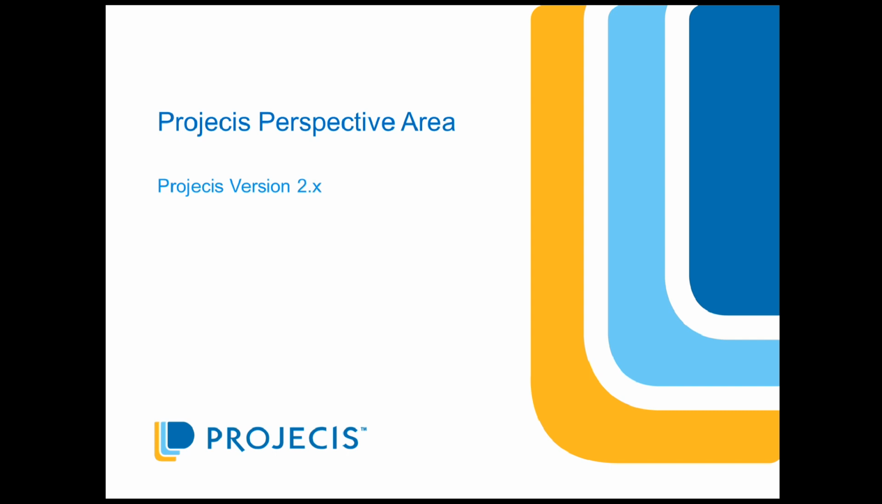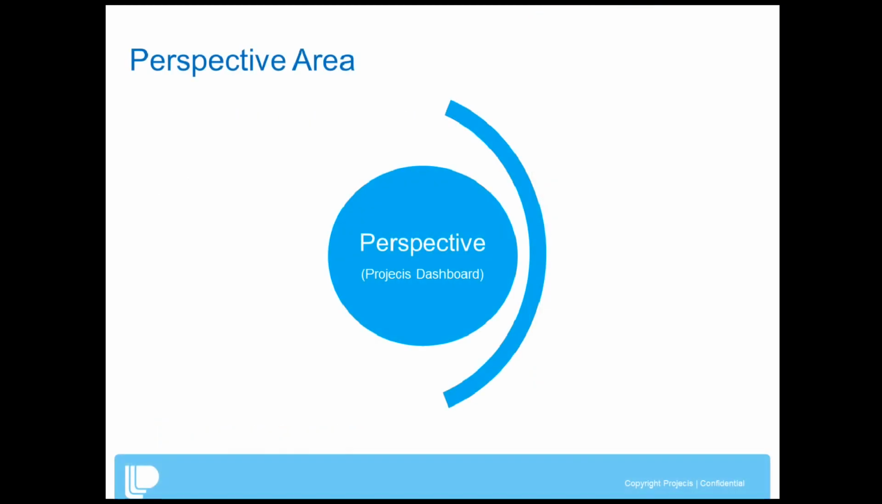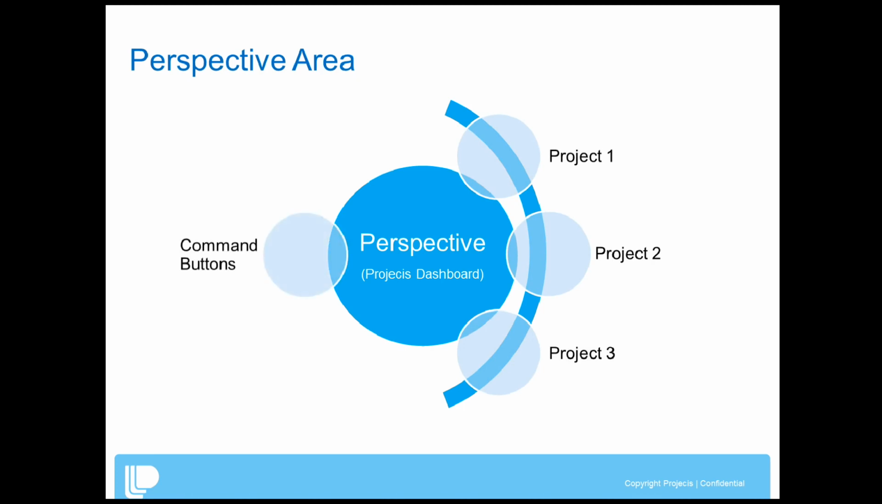Projecis has two main areas, the Perspective Area and the Projects Area. In this session, we'll be reviewing the Projecis Perspective Area. The Perspective Area is also known as the Projecis Dashboard and provides you a view of the information across all of your projects. The Perspective Area also provides access to command buttons to help you manage your subscription and access to additional features such as address book and messages.